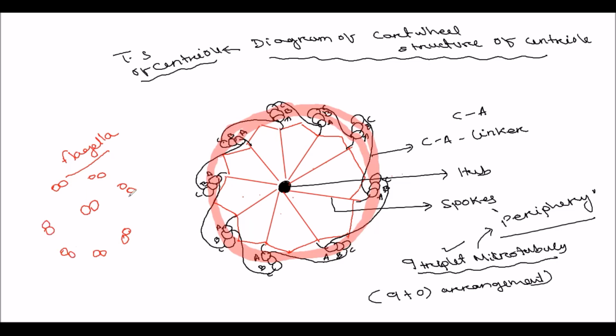Okay, so 1, 2, 3, 4, 5, 6, 7, 8, 9. In flagella, we see a 9+2 arrangement: at the periphery there are 9 microtubules in double condition, dimer representation, and in the middle there are two, so that is called the 9+2 arrangement. But here this is the 9+0 arrangement because in the middle there is an absence of any microtubule.